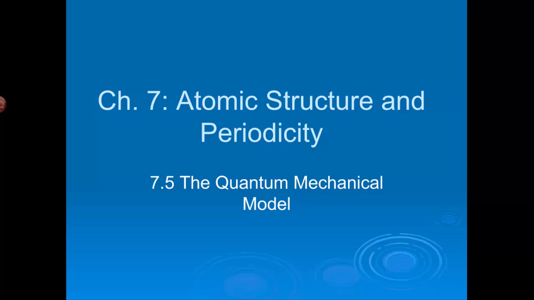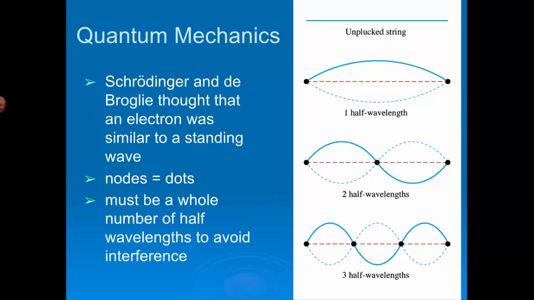Okay, in this section, we're going to take a very quick look at what the quantum mechanical model is talking about and how it works, at least as an introduction. So the basic idea behind quantum mechanics is this concept of waves. Erwin Schrödinger, who was probably the pioneer of quantum mechanics, and de Broglie, who we've already talked about, figured that because of its small mass, the behavior of an electron was going to be very wave-like.